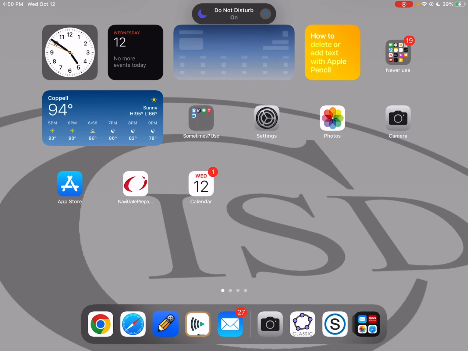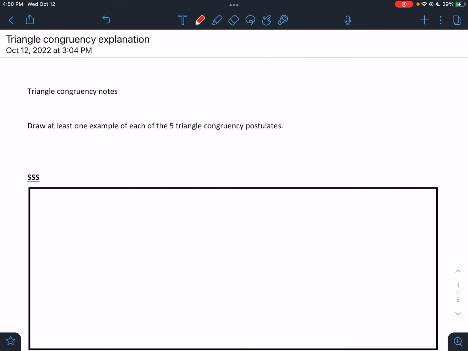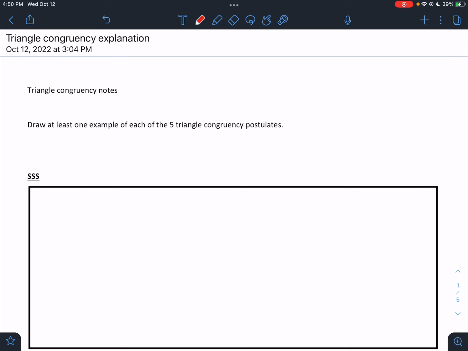All right, guys, moving on to the next lesson, triangle congruency. And I told you guys last time, this is the main theme of the chapters. Can you recognize congruent triangles when you see them? There's going to be a lot of information here.